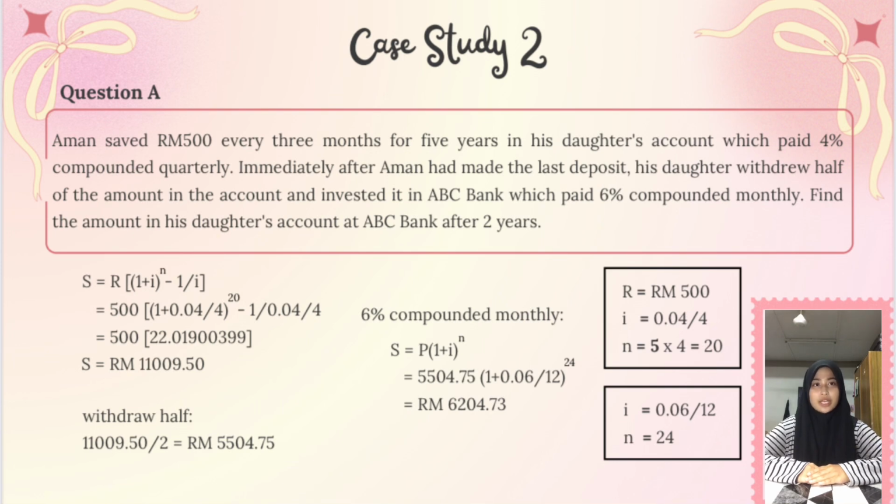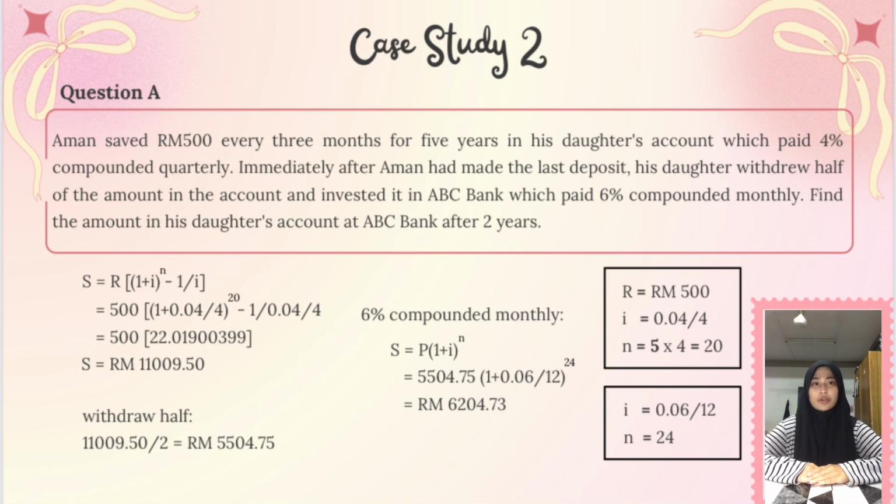We substitute the values. R equals 500, i equals 0.04 divided by 4, and n equals 20. So we calculate [(1 + 0.04/4)^20 - 1] divided by 0.04/4. This gives us about 22.01900399. Now, we multiply this value by 500. So, the total amount Ahmad will have after 5 years is RM 11,009.50.